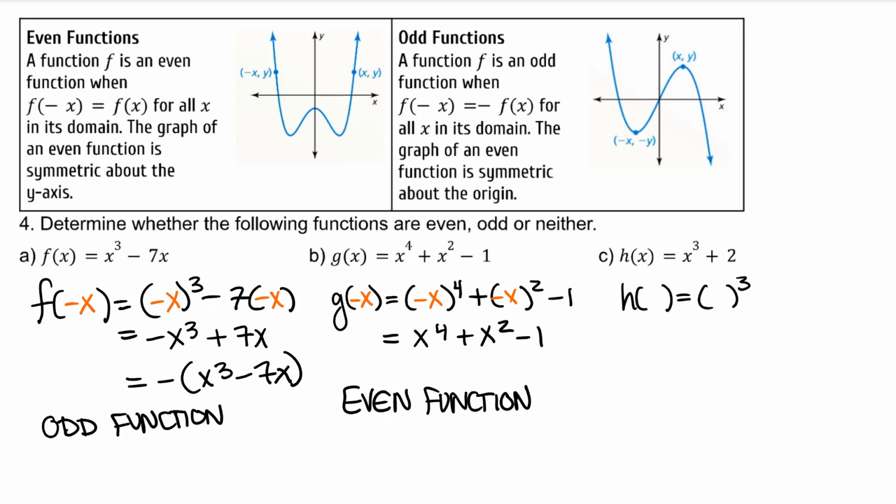Try part C. Notice that only one of your signs has changed, so this is neither even nor odd. And there's our overview of polynomial functions starting Unit 4.